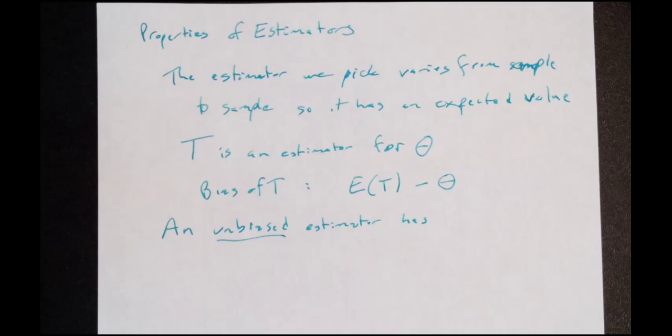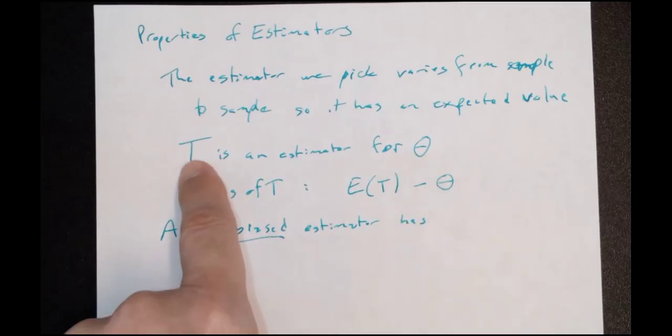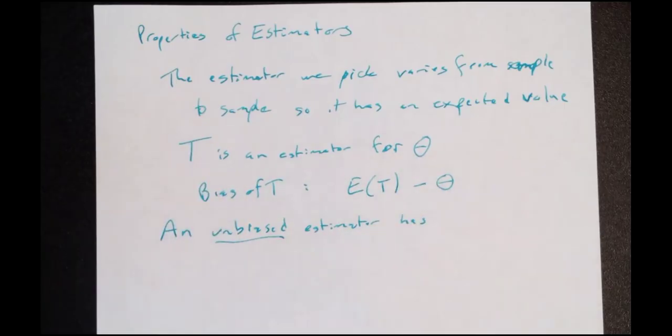Greek letter theta. That's our parameter, and that's our sample statistic. Rather than just pick one like X bar and mu, I was trying to do it in general. But the expected value is the bias. If T is an unbiased estimator, then that difference should be zero.